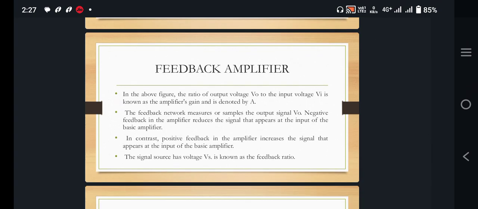In feedback amplifiers, the ratio of output voltage to input voltage is known as the amplifier's gain, which is denoted by A. The feedback network measures or samples the output signal Vo. Negative feedback in the amplifier reduces the signal that appears at the input of the basic amplifier. In contrast, positive feedback in the amplifier increases the signal that appears at the input of the basic amplifier. The signal source has voltage Vs, and the fraction fed back is known as the feedback ratio.